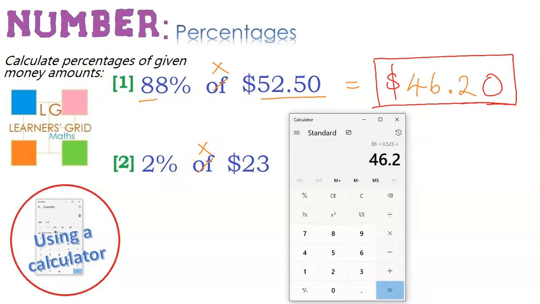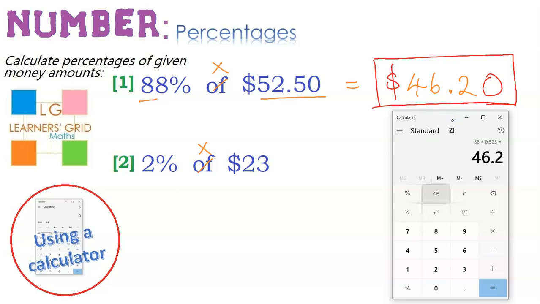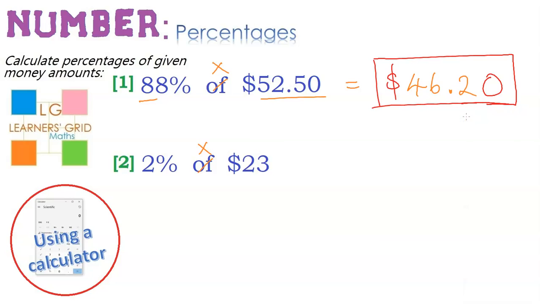Okay, so let's do the second one. Get the calculator. Okay, so 2 multiplied by 23, right? Percentage equals 0.46. So $0.46, and that's it. You just have to make sure that it's clear that it's dollars.